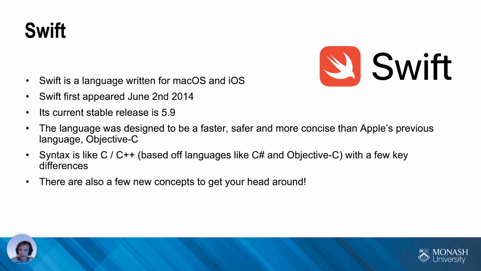So the programming language is Swift. This is a language specifically designed by, originally Apple, but now given over to the open source community, and there's a group of people that direct its evolution. It's called the Swift Evolution mailing list. And this is nearly 10 years old at this point. It first appeared in 2014. It was designed to be a faster, safer, and more concise language than Objective-C.